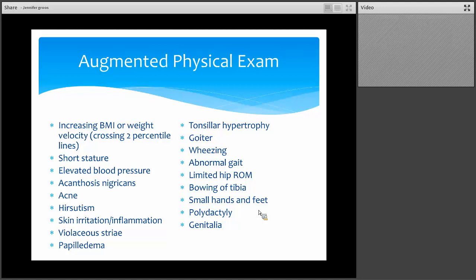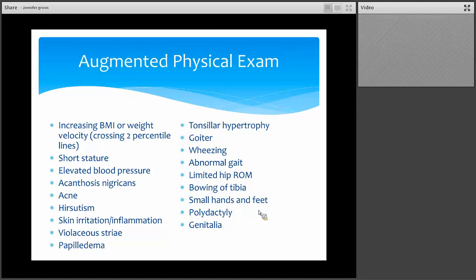So on physical exam itself, looking for acanthosis nigricans, that darkening or thickening of the skin around the neck or in the axilla, looking for the presence of acne or abnormal hair growth in different locations, or hirsutism, looking for inflammation or irritation of skin.